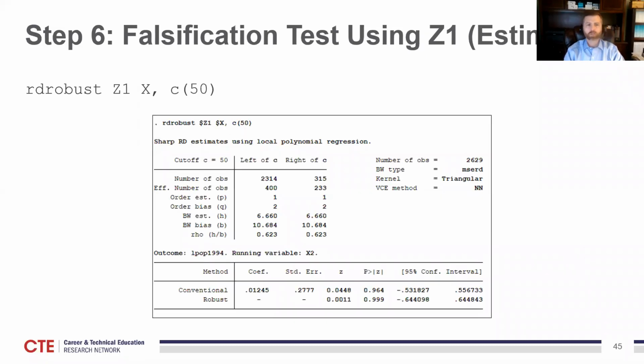In addition to looking at the plot, you can also just estimate the treatment effect using RDD Robust for your falsification test. We're using a different outcome variable here that shouldn't be affected. And if you do that, if you look down at the bottom, again, the coefficient's nearly 0. It's not statistically significant, so there's no reason here to think that the design would not be valid.